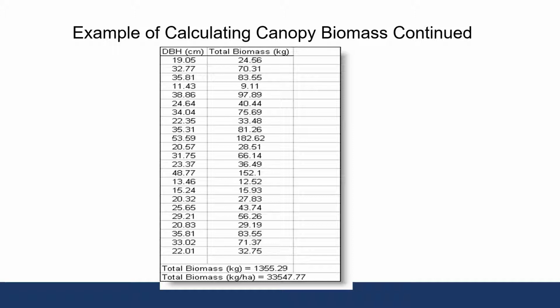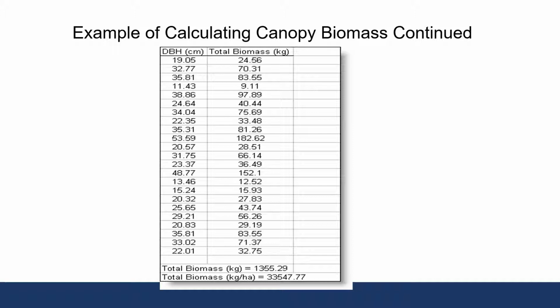Now we want to calculate the total biomass per hectare. To do this, we can multiply the plot's biomass by 10 since we collected this data on a 10th acre plot. Then we convert this number from kilograms per acre to kilograms per hectare by multiplying by 0.404. We have now estimated the total canopy biomass for our stand.